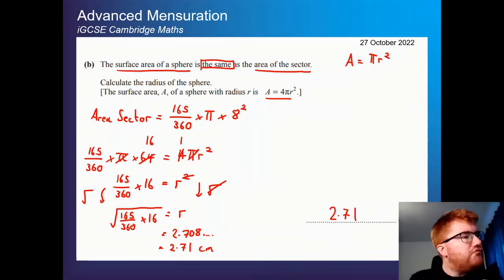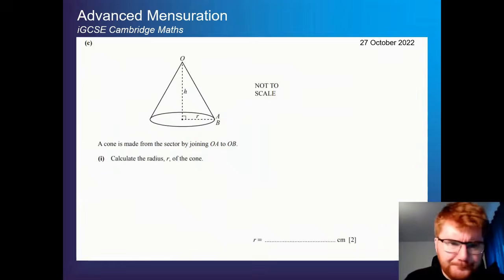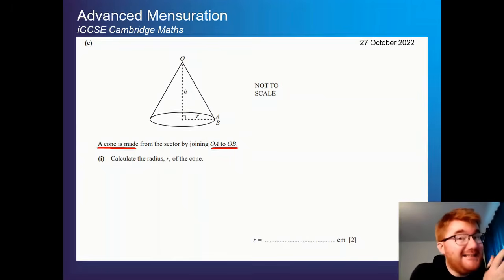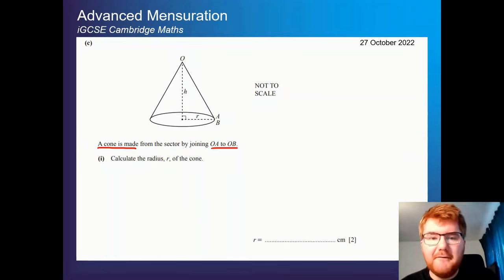So far, so reasonably normal. This is maybe a little bit trickier with the algebra. Notice part C here is when it gets quite difficult. Okay, and on to question C, which is where it gets slightly trickier. We're going to take that sector that we've seen before, and we're going to make a cone from it by joining OA to OB. So let's identify exactly the comparisons between the sector and the cone that we have in front of us.